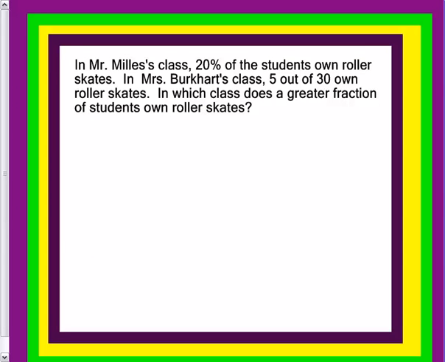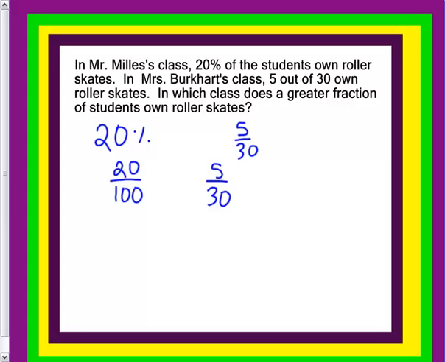All right, so let's look at the third example. In Mr. Mills' class, 20% of the students own roller skates. In Mrs. Burkhart's class, 5 out of 30 own roller skates. In which class does a greater fraction of students own roller skates? So the first thing you want to do is figure out how you can make them have a common denominator. So Mr. Mills' class had 20% owning roller skates, and in Mrs. Burkhart's class, 5 out of 30 own roller skates. We don't want to leave this percent as a percent. We want it to be a fraction. So 20% is 20 over 100. And then we want to leave the 5 out of 30, that's already a fraction.